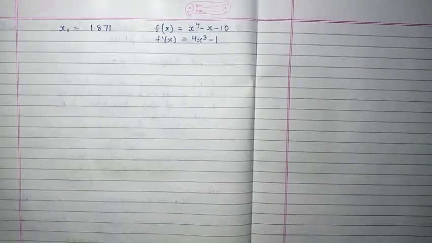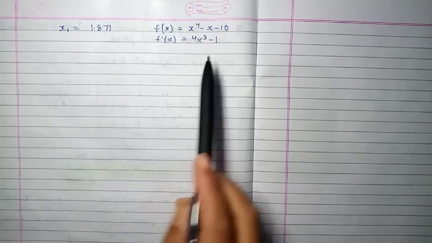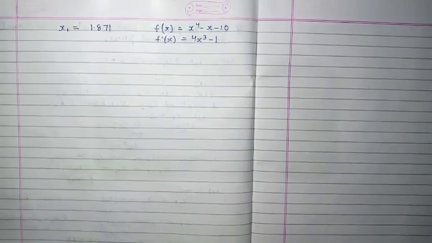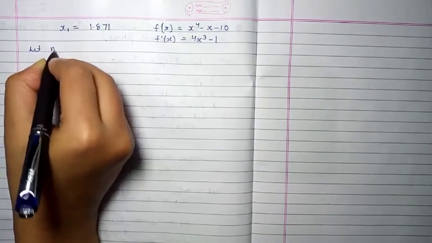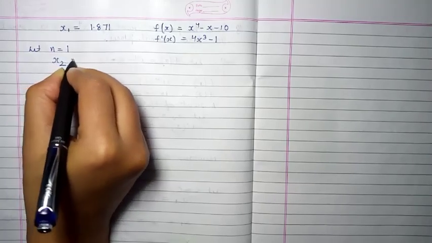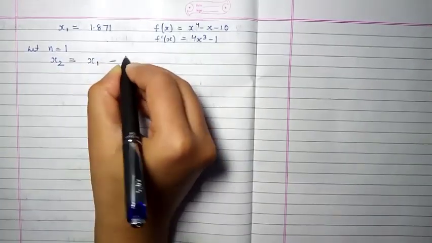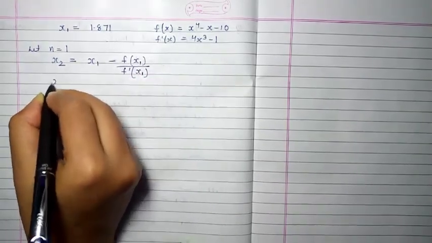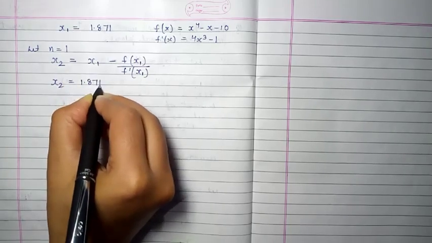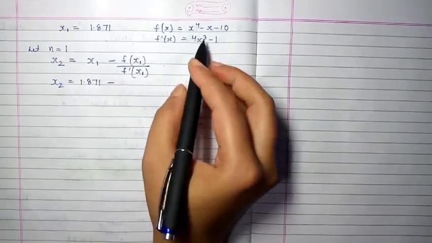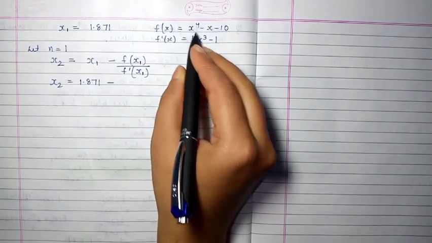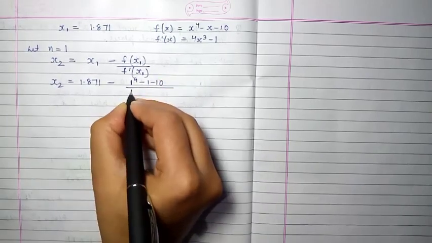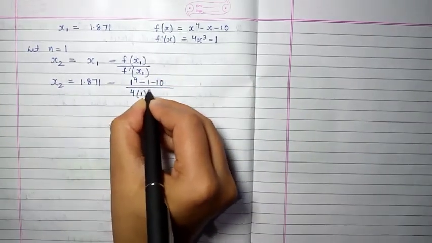Okay students, so our x1 is 1.871 and our f(x) is as given, and f dash x is this. So we can use all this for finding out. Now we will let n equal to 1. So it will become x2 equal to x1 minus f(x1) divided by f dash x1. So x2 equal to x1 is 1.871 minus f(x1). If we put f(x1), here we can write it as 1 to the power 4 minus 1 minus 10 divided by 4, this is f dash, 4 times 1 cube.